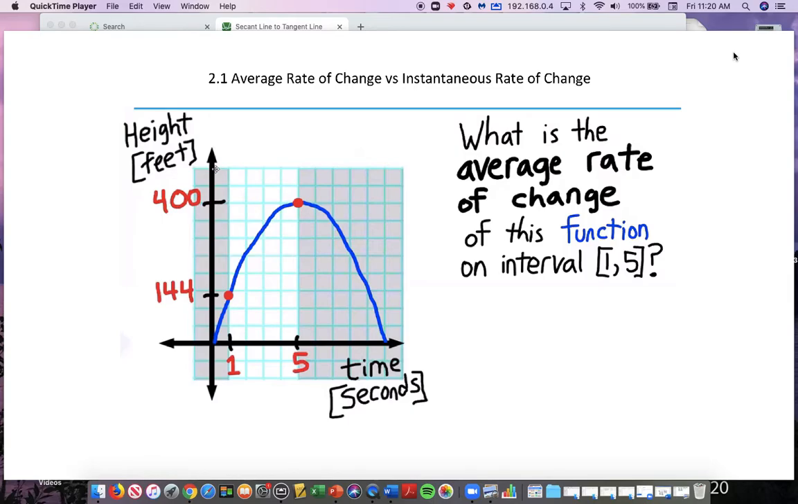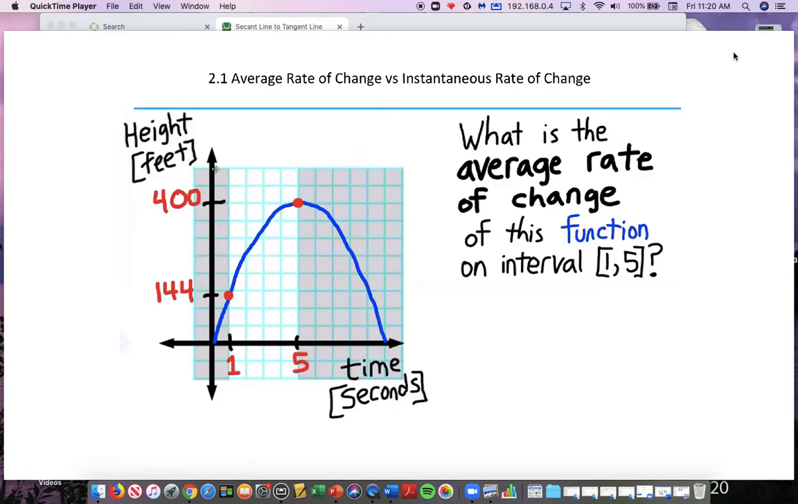So we're going to start section 2.1. Now, we just got done with a limits unit, and limits are really the basis of calculus. Everything is built off of this idea of the limit, and we're going to see how that's utilized in calculus, because calculus is really broken down into two parts. One is differentiation, the other one is integration.